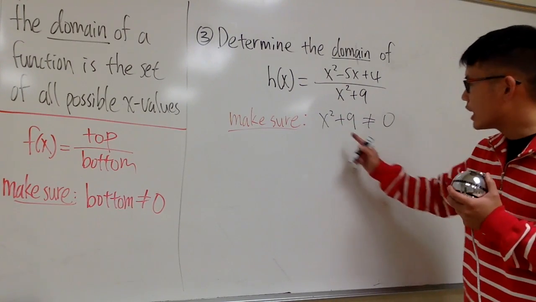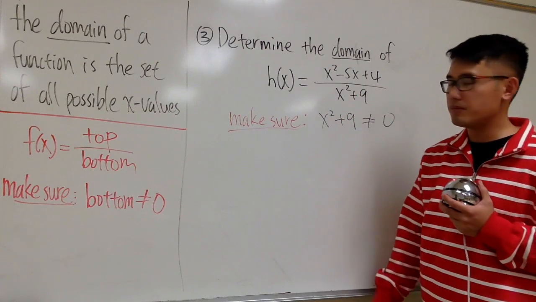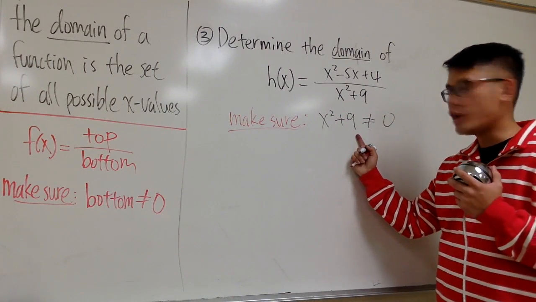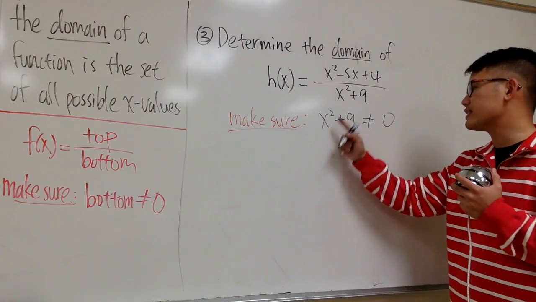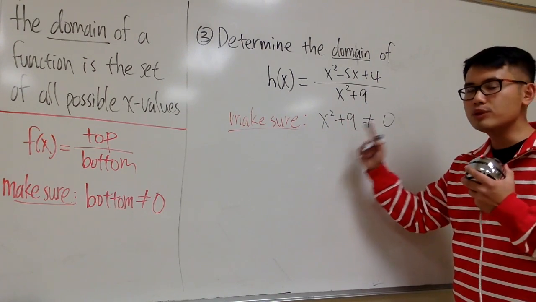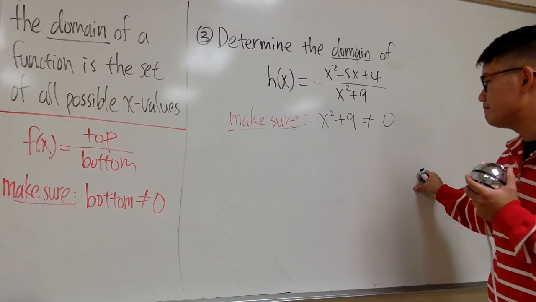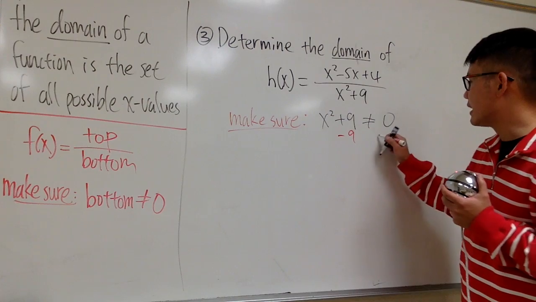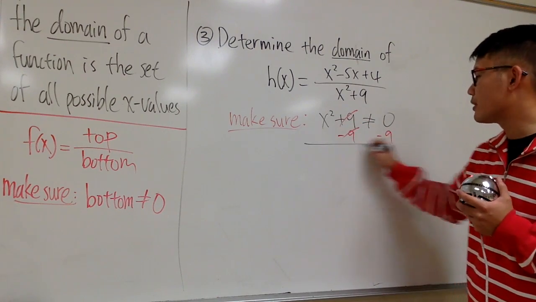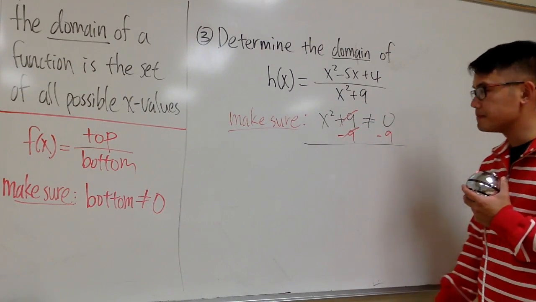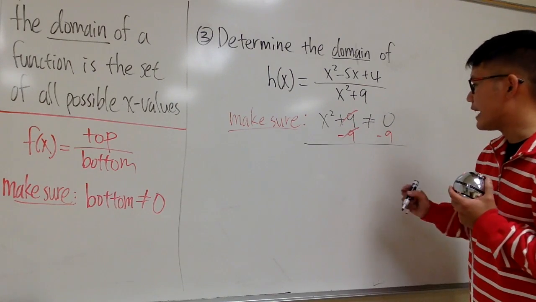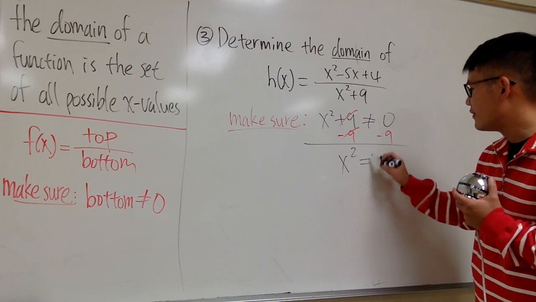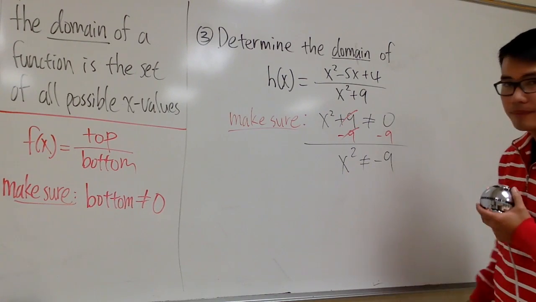And now, how can we solve this if possible? Well, can I factor this? No, right? Because this is x squared plus 9. The sum of 2 squares is not factorable. What can we do? Let me just subtract 9 on both sides for you guys like this, okay? And I'm going to talk about the things that I want to point out here. Well, after we subtract 9, we see we have x squared equals negative 9.